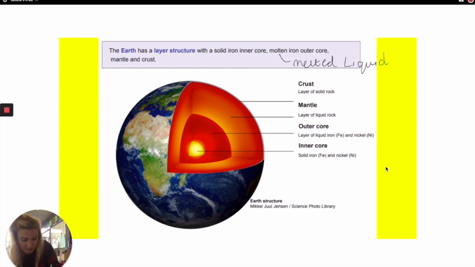Okay, so there's a little bit of a description there. Crust, layer of solid rock. Mantle is liquid rock. Okay, so it's actually solid, but it's got properties of a liquid. Outer core then, layer of liquid iron, nickel, and then you've got your inner core. Okay, that's what you need to be able to label and comment on what they are as structures.